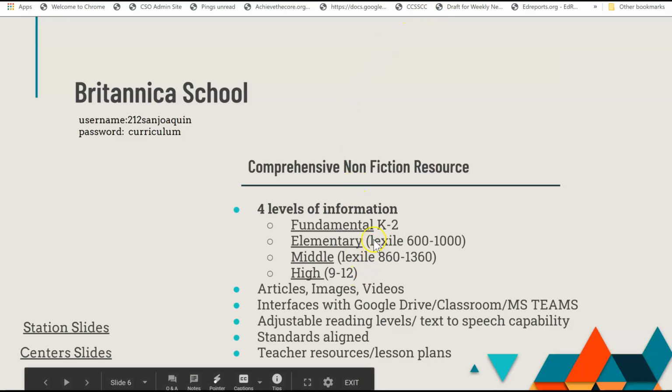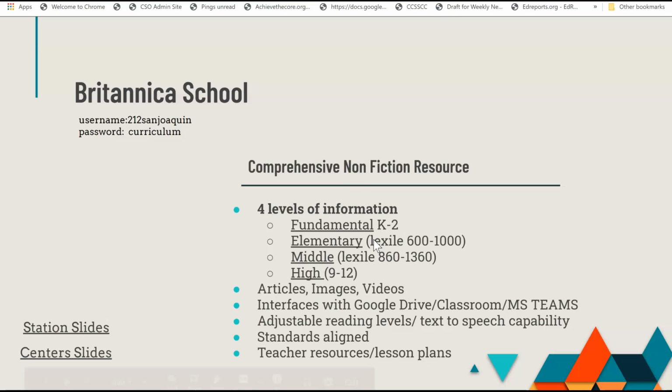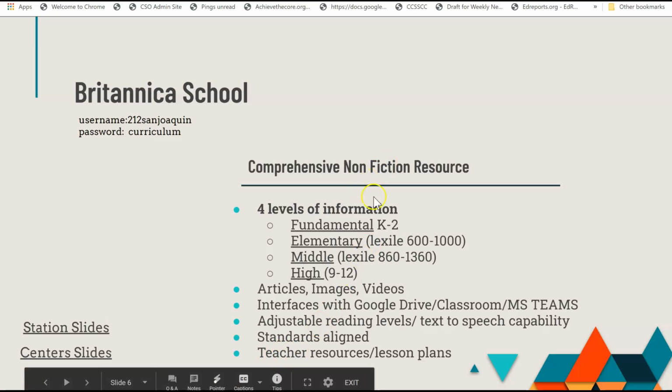So now going back, I hope you see where with those station slides and the center slides, you might be able to plug in Britannica School fundamentals into your classroom and easily create additional work that you could do with that. And it can be pushed out, like I said, through your Google Classroom site.